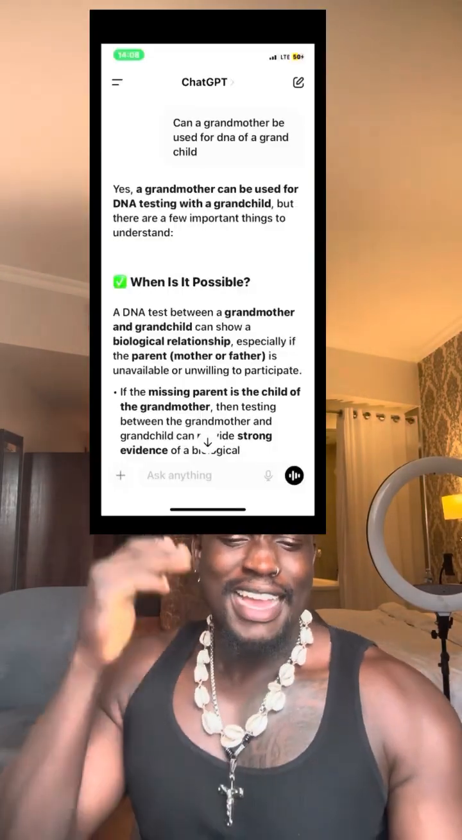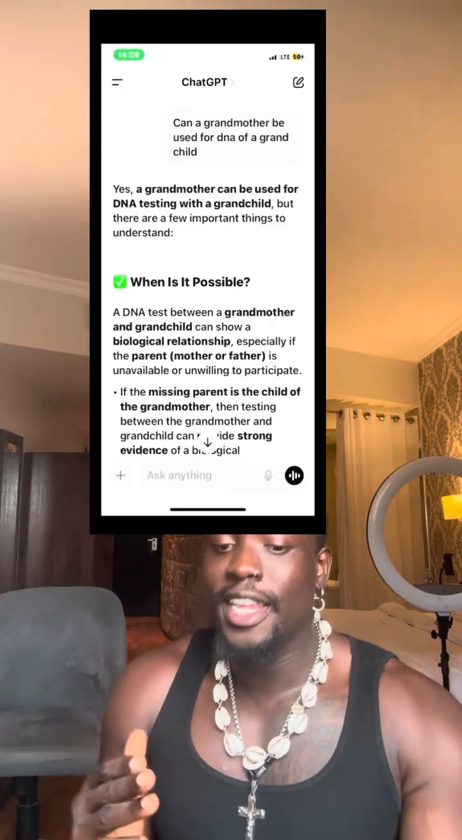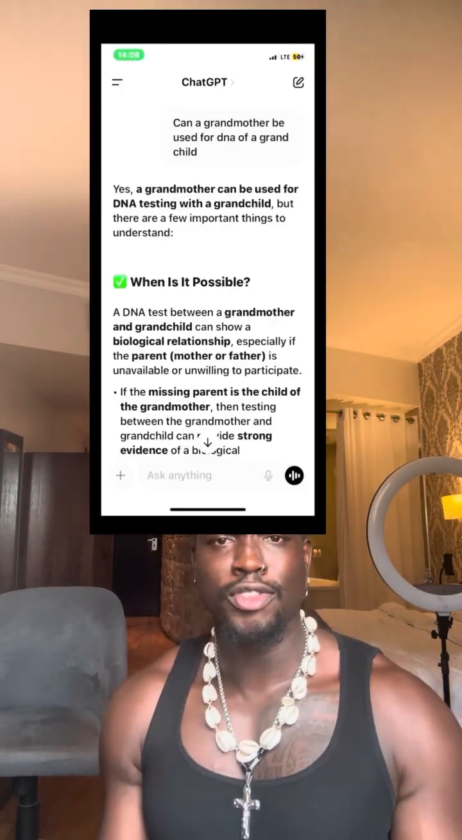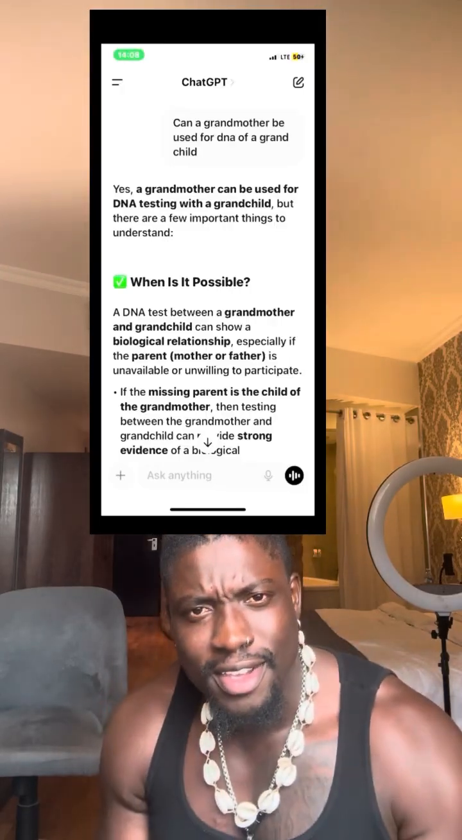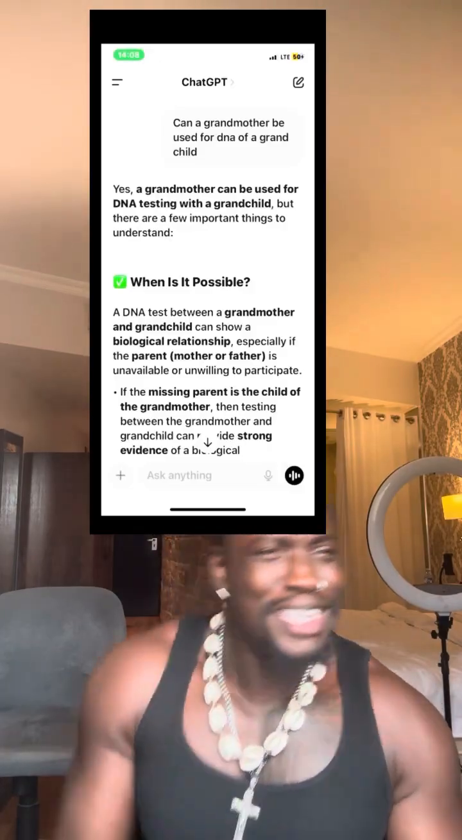All right, so I see a lot of you sending me screenshots. Very dark man, it's possible. The grandparents can be used for the DNA test. Look at the question you are asking, chat. You said, can a grandmother be used for the DNA of a grandchild? Of course, the grandmother can be used. But is that the right question to ask? They say, very dark man, hey, grandmother, this is the question. Let me show you.